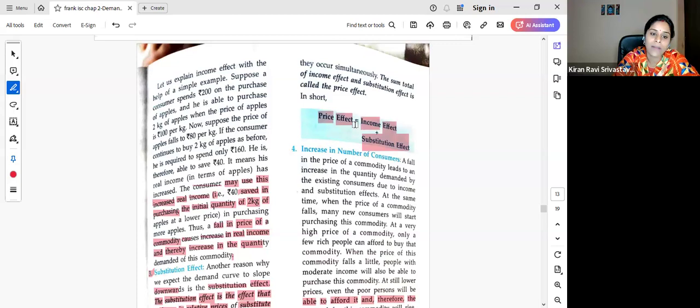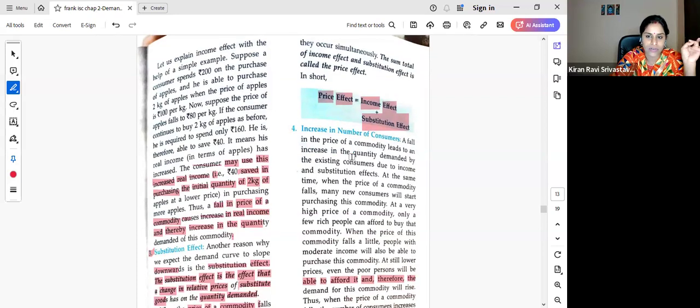It is a very important question and for sure it will be asked in examination. Either you will get income effect or substitution effect or price effect. Or if the teacher wants to know what is price effect, in price effect both income effect and substitution effect will get covered. Then the next point is increase in the number of consumers.